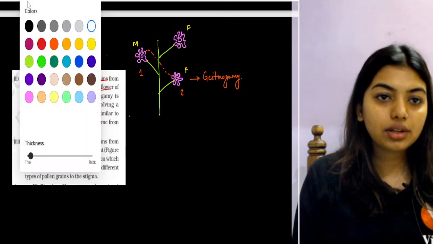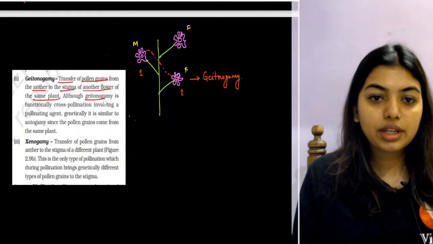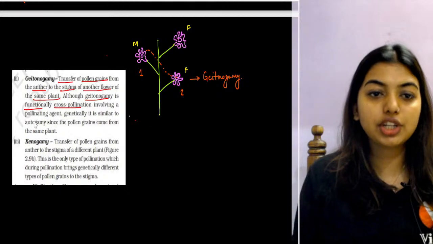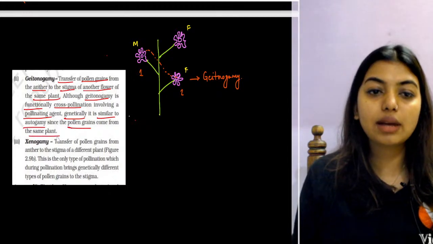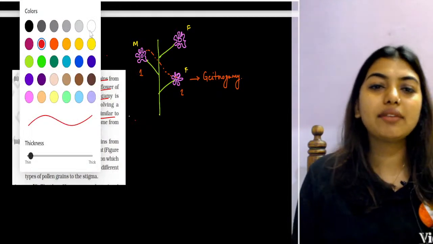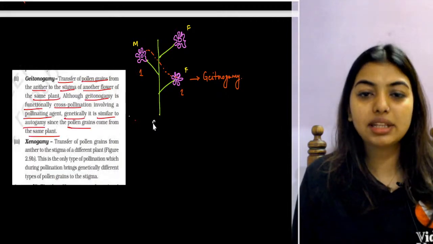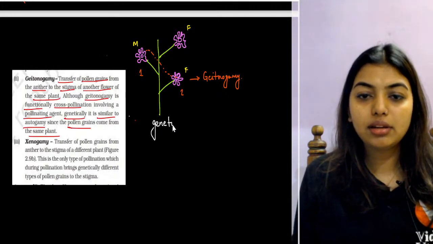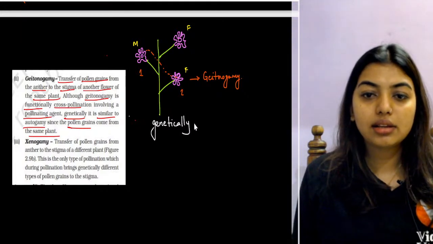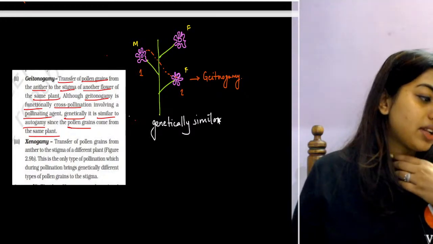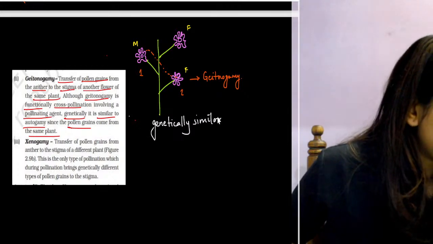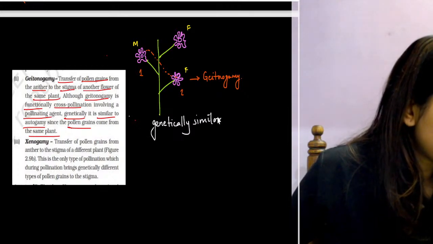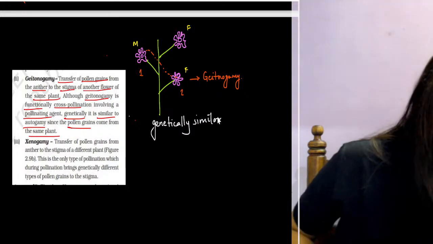So here, although geitonogamy is functionally cross-pollination involving a pollinating agent, genetically it is similar to autogamy since the pollen grains come from the same plant, right? They might be having slight genetic variation, but they are going to be genetically similar, because they are flowers on the same plant itself. Clear or not, all of you? Okay, fine. Okay, clear?